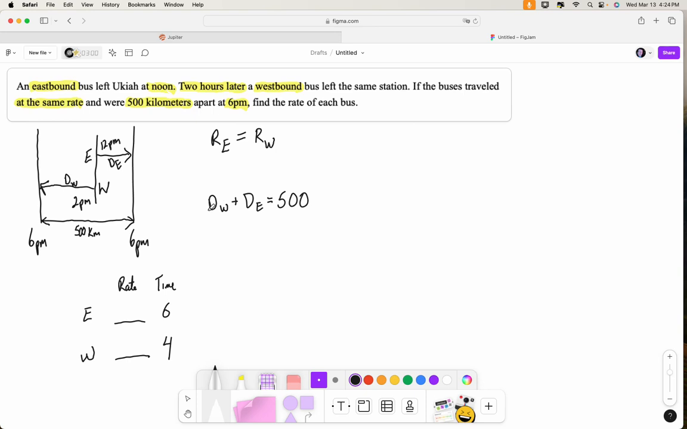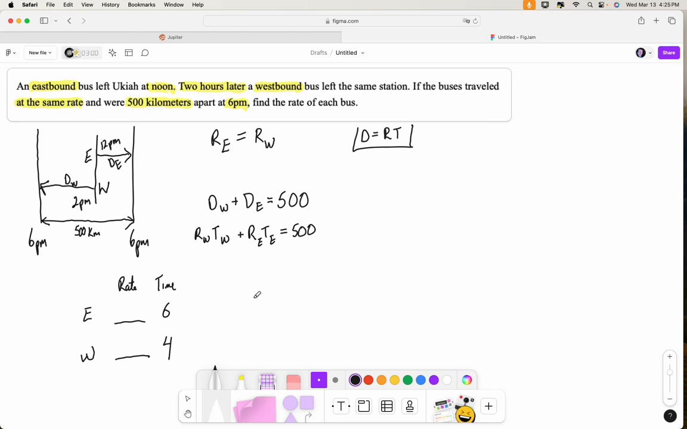What we're going to do is substitute in, changing this to our DIRT, or distance equals rate times time, formula. So the rate of the westbound bus times the time of the westbound bus. We do this because D is equal to R times T, our DIRT formula. Plus the distance of the eastbound bus, which is the rate of the eastbound times the time of the eastbound. That equals 500. Okay?